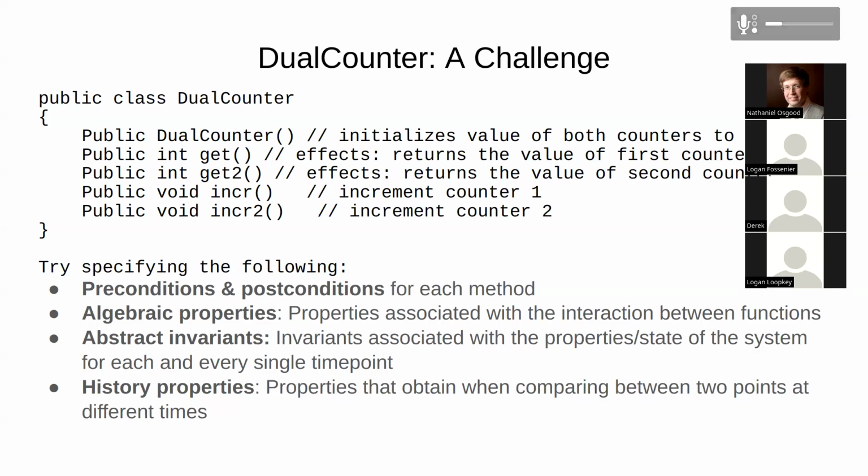Dual counter. Okay. So the constructor initializes both to 0. You have get and you have get2. I've said, like, you get the value of the first or you get the value of the second. You could increment the first and increment the second. Increment will just increment the value of the first counter, increment2 will increment the value of the second counter. But in both cases, they're incrementing it by 1. Okay, so what are some preconditions and postconditions for this?